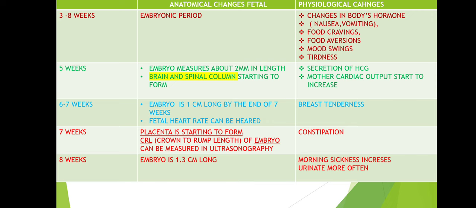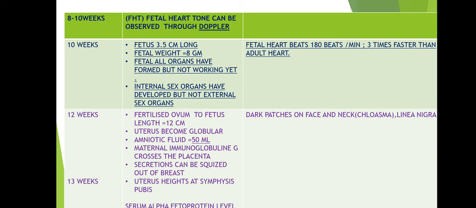At 8 weeks, near about 2 months, the embryo is 1.3 centimeter long, and all these numbers you have to remember. In physiological changes, there is morning sickness. It increases and the mother urinates more often. Morning sickness means nausea, vomiting, headache, and all the symptoms increase, and there is frequency of urination. The mother frequently goes to the toilet. At 8 to 10 weeks the fetal heart tone can be observed through Doppler.